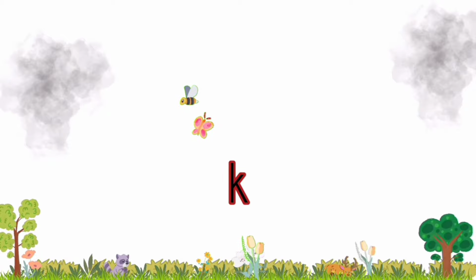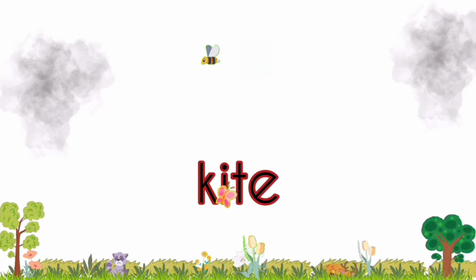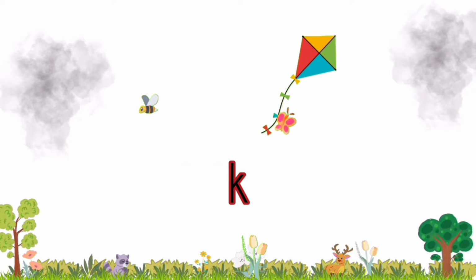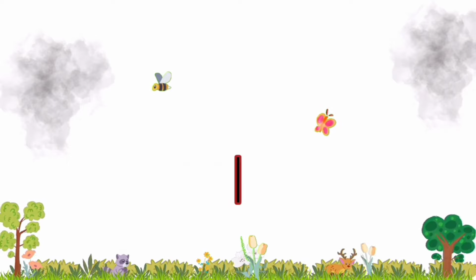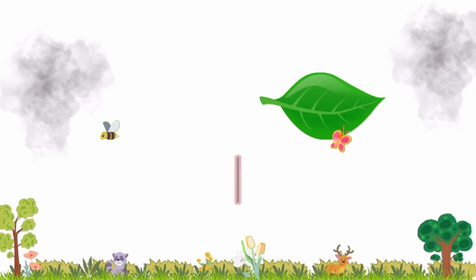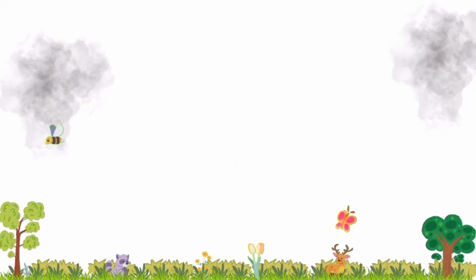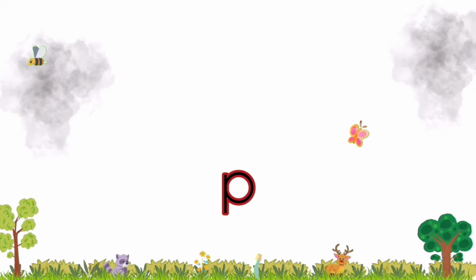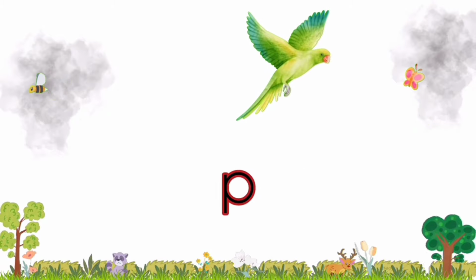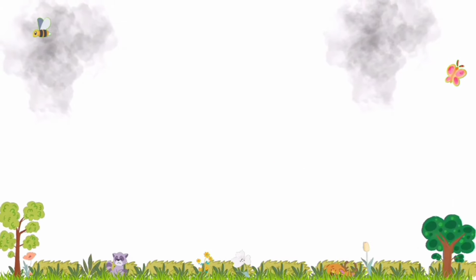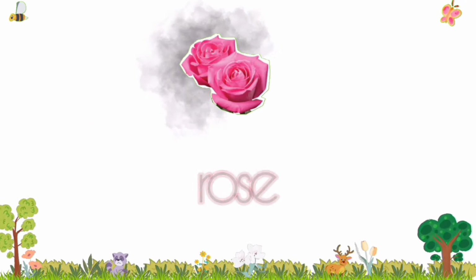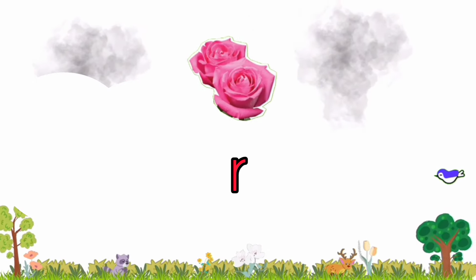What is this? It's a K. So, whenever you see K, remember kite and say K, K, K. What is this? It's L. So, whenever you see L, remember a leaf and say L, L, L. What is this? It's a P. So, whenever you see a P, remember parrot and say P, P, P. What is this? It's R. So, whenever you see R, remember rose and say R, R, R.